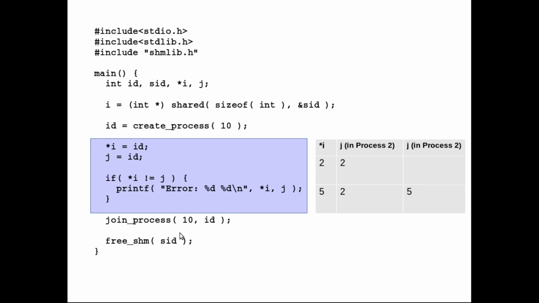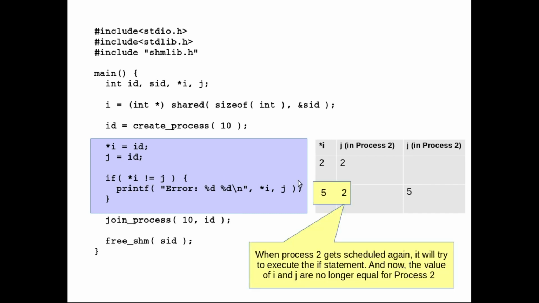And now later on, when process 2 comes and tries to execute the if statement, we have a situation where the shared variable has the value 5, whereas j in process 2 has the value 2, and they are not equal, and hence the error message will be printed.